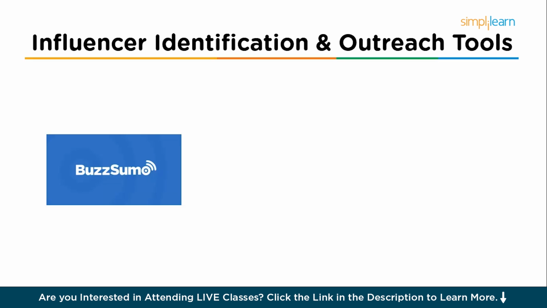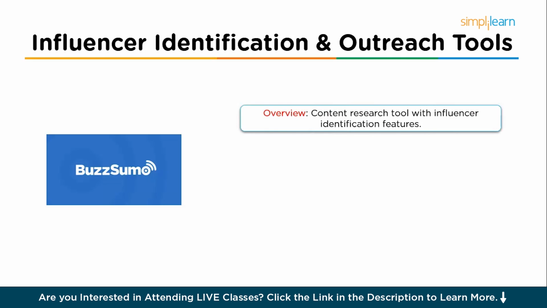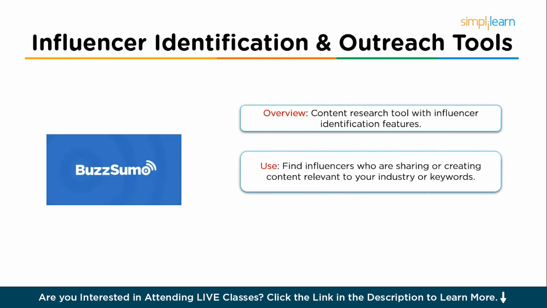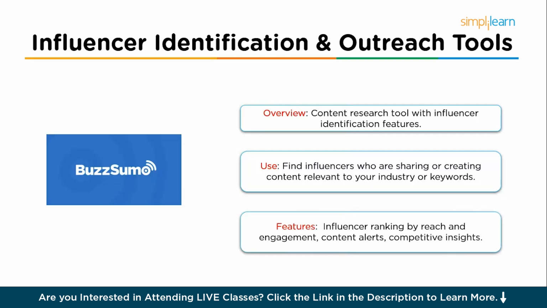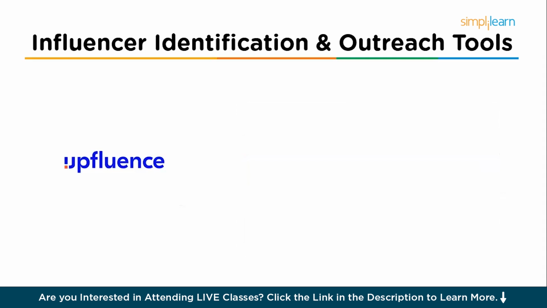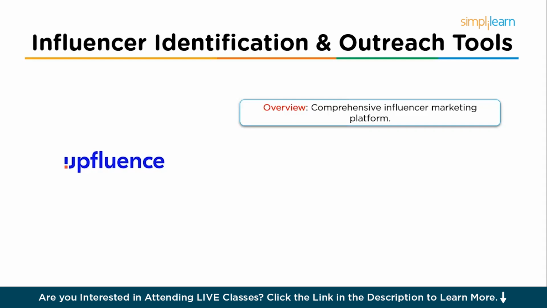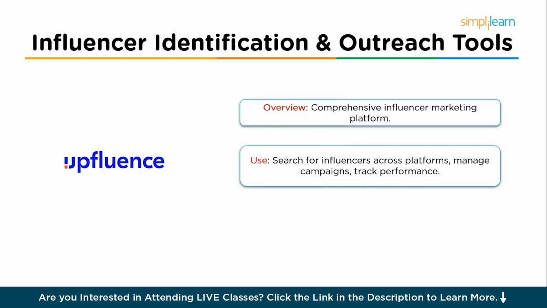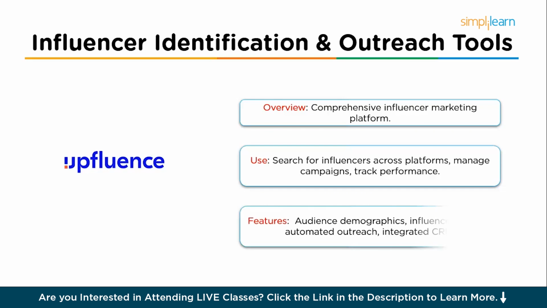So the first one is BuzzSumo. So overview is content research tool with influencer identification features. And the use is find influencers who are sharing or creating content relevant to your industry or your keyword. And the feature is influencer ranking by reach and engagement, content alerts, and competitive insights. Then second comes Upfluence. Overview is comprehensive influencer marketing platform. Use cases: search for influencers across platforms, manage campaigns, and track performance. Feature is audience demographics, influencer scoring, automated outreach, integrated CRM is there.